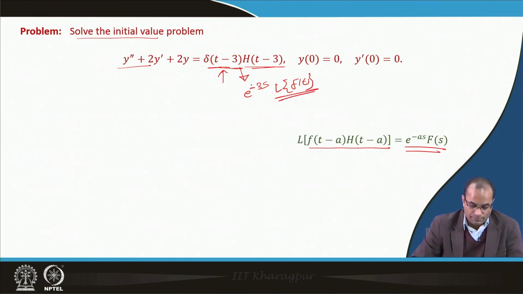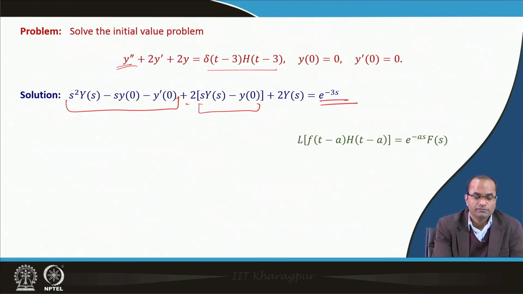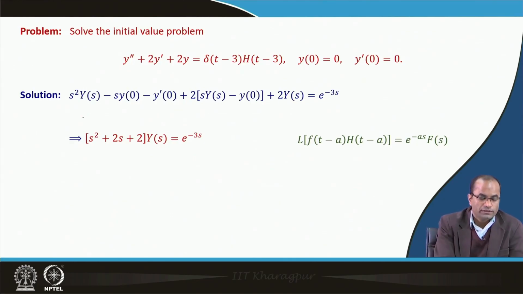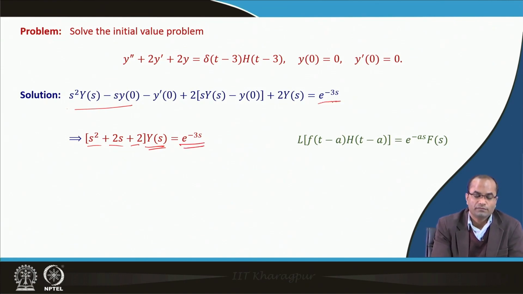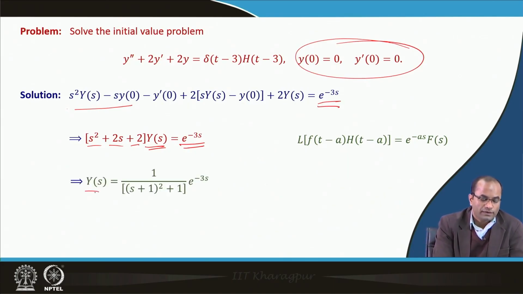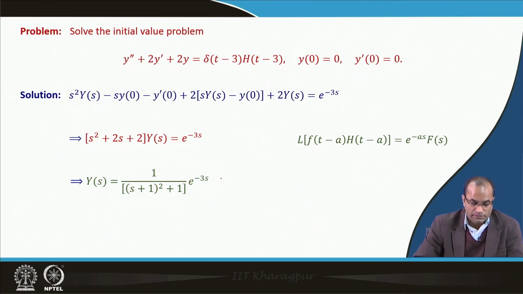So, the right hand side will be having only e power minus 3 s once we take the Laplace transform. Here we have for the double prime these three terms using the derivative theorem, then we have 2 times, again the derivative theorem there, and then 2 times Y(s). Now we can combine. So, with Y(s) we have s square plus 2 s plus 2, the right hand side we have e power minus 3 s, and we have used the initial conditions. Then we have Y(s) completely as a function of s. So, 1 over (s plus 1) whole square plus 1, and e power minus 3 s.